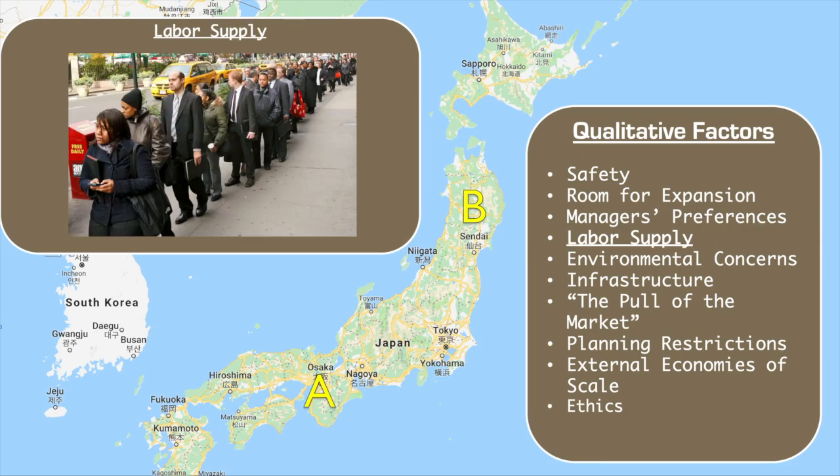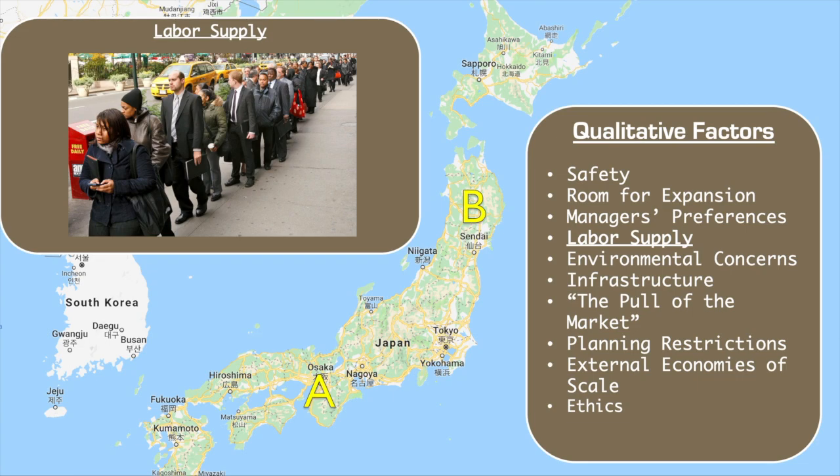Another one that is super important to consider is the labor supply. Do you have workers? We mentioned Osaka is a big city. There are about 20 million people living in the greater Osaka area. But in option B, there might only be 3 million people living in the entire region. So you're going to have a smaller labor supply.